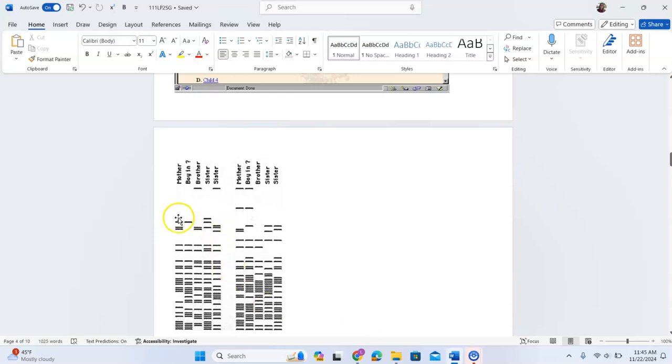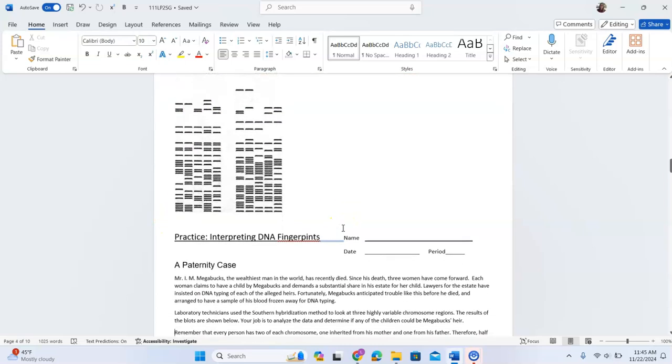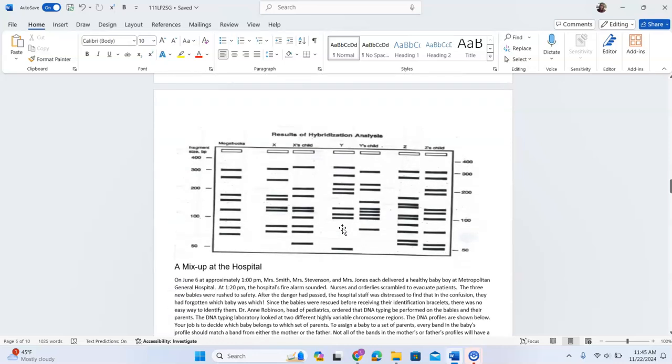In this problem, the boy in question is the biological sibling of the brother and 2 sisters. Even though there's not a father's DNA, every one of the bands of the boy in question either match the mother or one of the siblings. For megabucks, it was Y's child, who is the biological child of IM megabucks.